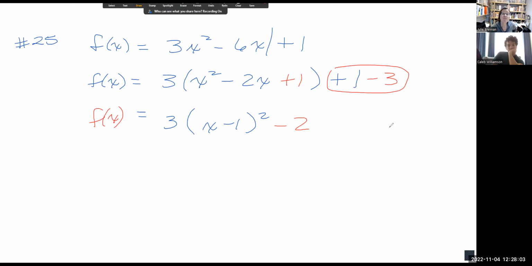There it is. And the more you do it, the easier it gets, right? Okay. So the vertex of this one would be 1, -2. There it is, right? Okay. And then again, this is going to be your y-intercept.